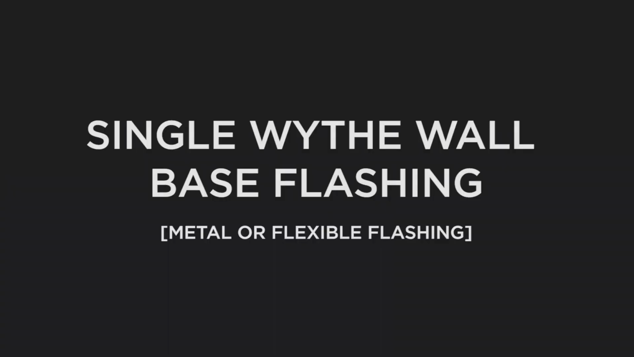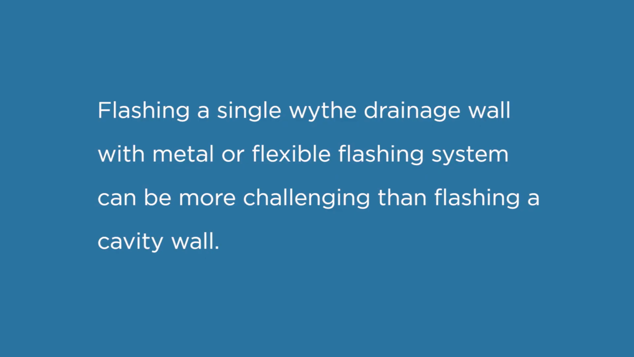Traditionally, single-width masonry walls have used a metal or flexible type flashing to ensure drainage of moisture from the cores. Let's look at this type of installation a little closer. Flashing a single-width drainage wall with metal or flexible flashing can be more challenging than flashing a cavity wall.